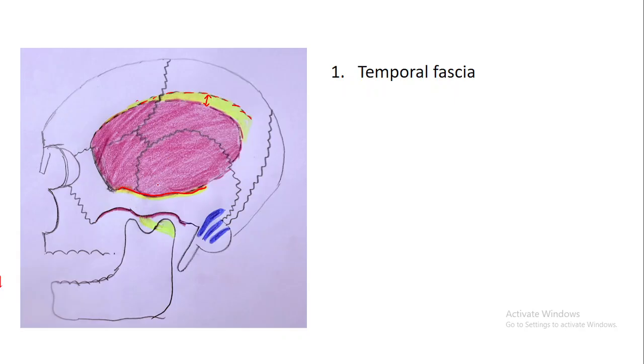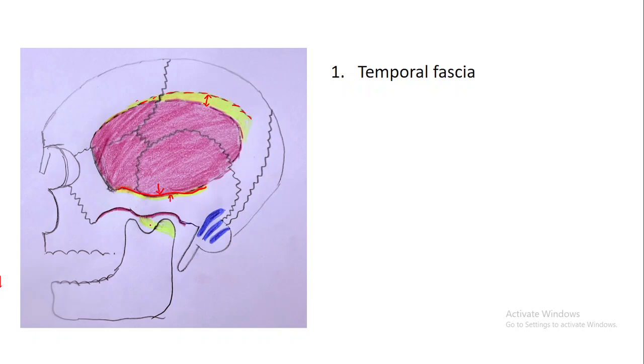As it runs inferiorly, or downwards, it splits into two layers, and those two layers get attached to the inner lip and the outer lip of the upper surface of the upper border of zygomatic arch. So inferiorly, the temporal fascia has two layers, and these two layers are usually separated by fat and vessels.